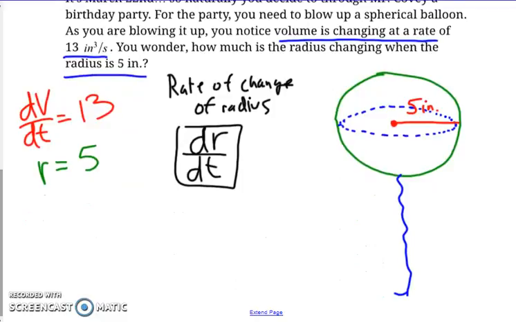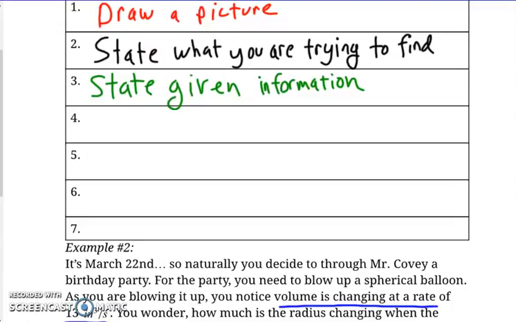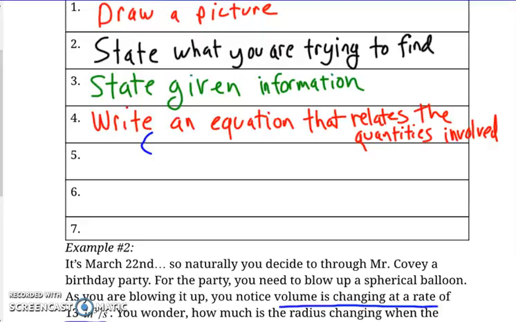Next, we need to set up some equation that relates the quantities we're talking about. So how does the radius of a sphere relate to the volume? Well, if you remember from your geometry days, the volume of a sphere equals 4/3 pi r cubed. So our next step here is to write an equation that relates the quantities, the variables involved. This is usually geometric. In the last one, it was an area of a circle. Here, it's the volume of a sphere. It might be Pythagorean theorem. It might be something else that you learned in geometry.